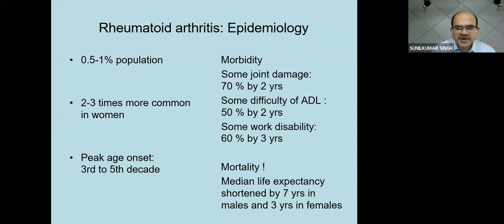It causes significant morbidity. As you can see, the amount of joint damage and the difficulty and the work disability that it brings in just 2 to 3 years. And it's not just the morbidity, it's also the element of mortality, which increases about 2 to 3 times in patients who have rheumatoid arthritis, with a shortened life expectancy.